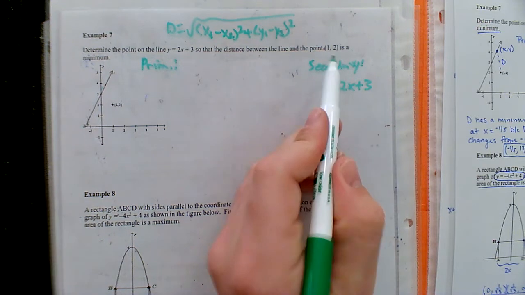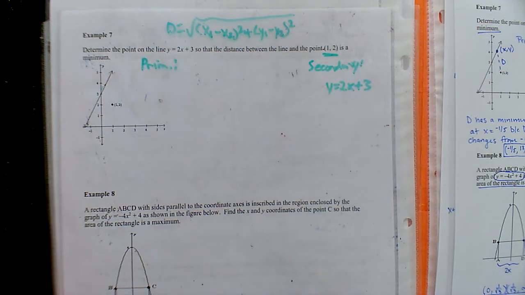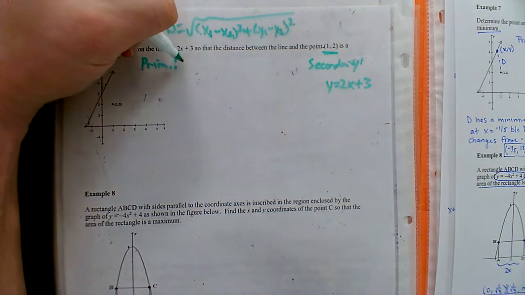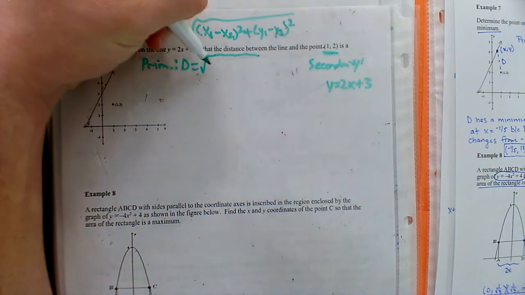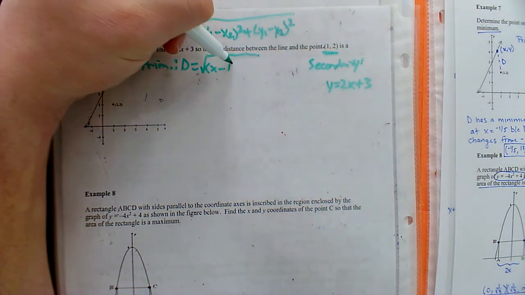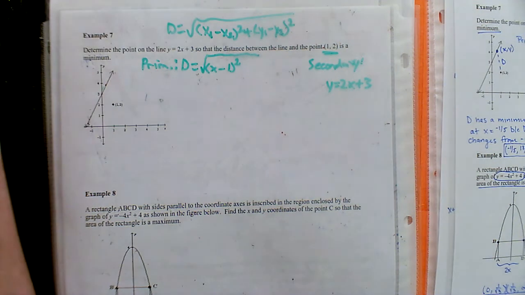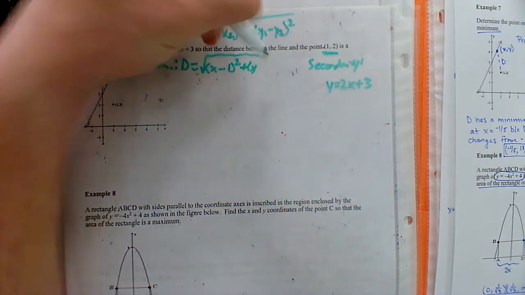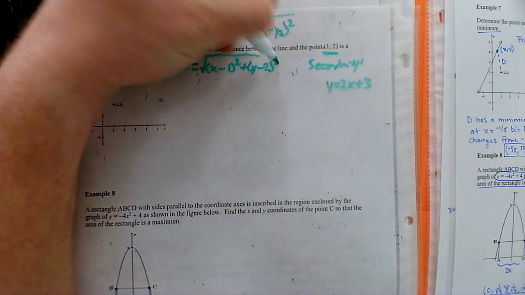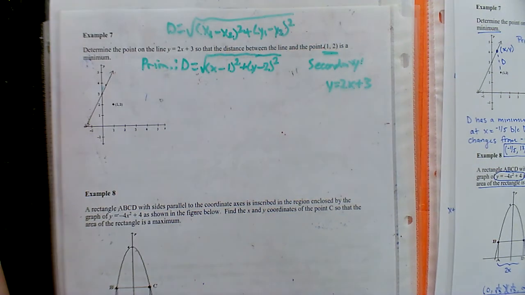Alright, so they give us a point. We're going to use this point in the distance formula. So distance equals square root. We're going to have x minus the x value of our point, which is 1, and square that, plus y minus 2, and square that. So x minus 1, y minus 2.